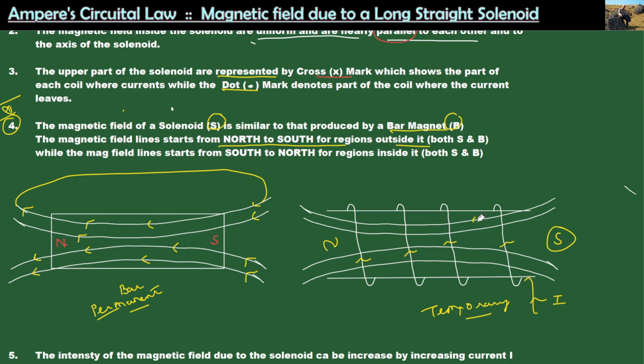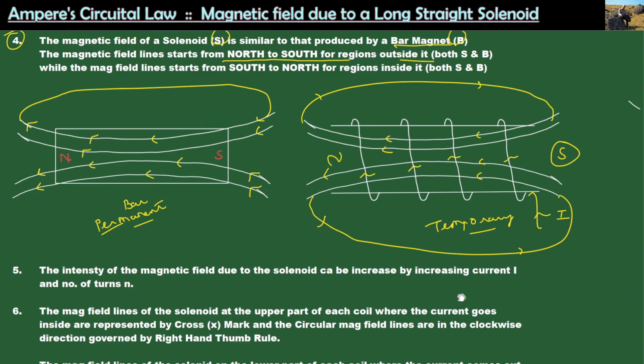So the direction of the magnetic field inside the solenoid will be from south to north, and for regions outside it, it will be from north to south. For regions outside it will be from what? From north to south. So that is some of the most important things that we need to understand.